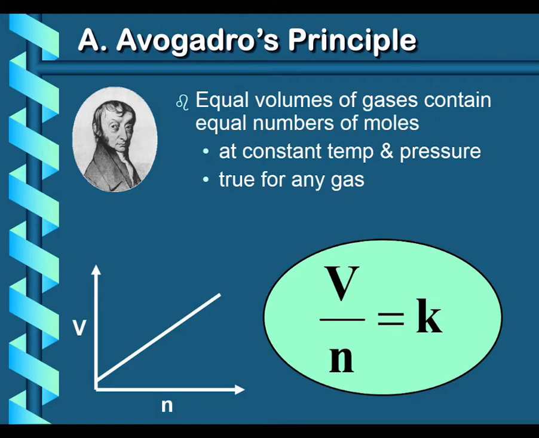And for moles of gas, we are going to use the letter N. So when you divide these two variables, volume and moles, you get a constant value, which means they are directly related. So now if we take the combined gas law and we add Avogadro's principle to that, we can develop the ideal gas law.